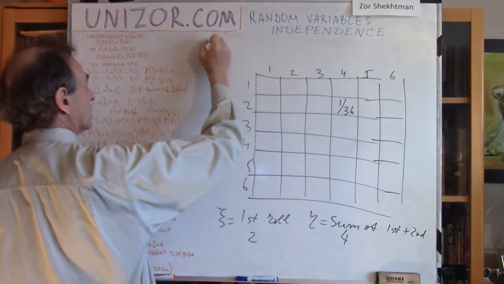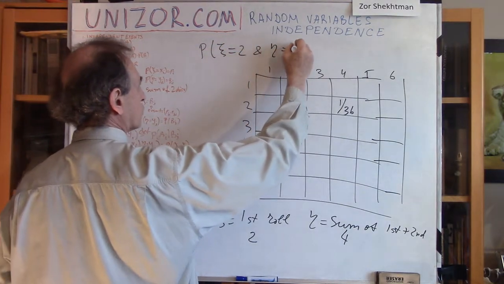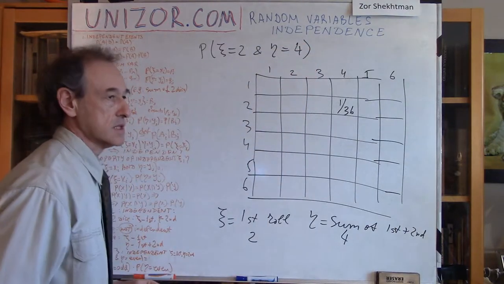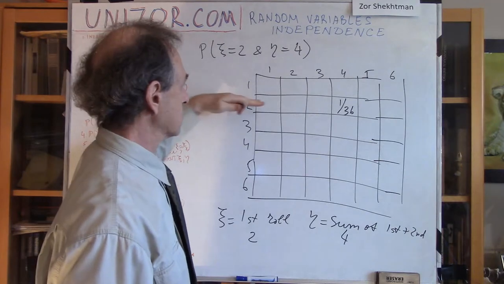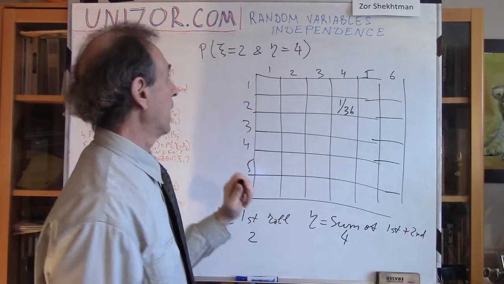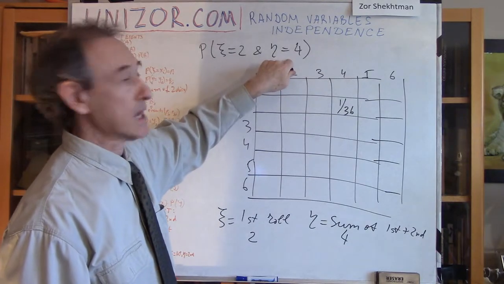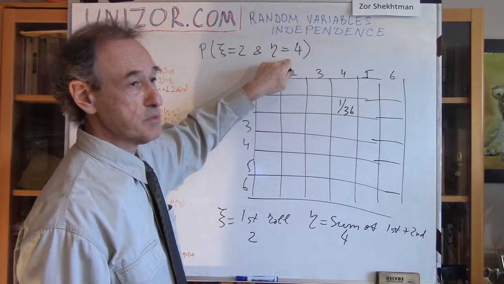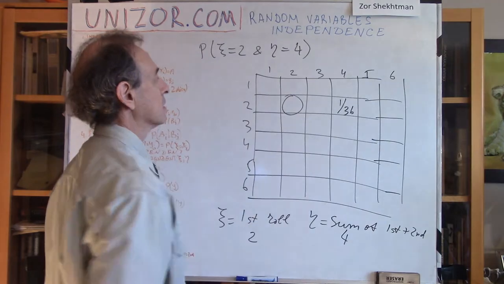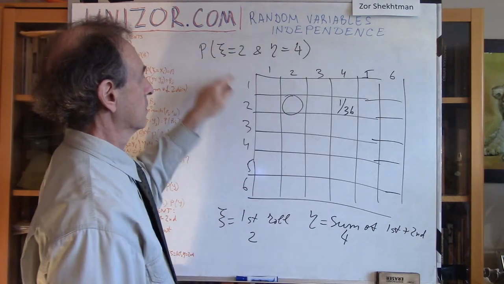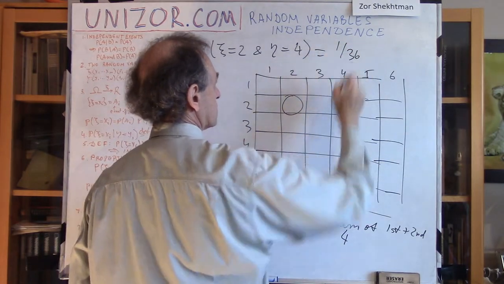So the probability of xi is equal to 2 and eta is equal to 4. What is this? Well, if my first roll is 2, that's all these guys. But I would like at the same time the sum of the first and the second to be equal to 4, which means for the second I have only one choice, which is also 2. So this is basically this event, 2 and 2, there are no others, and this probability is 1/36, right?